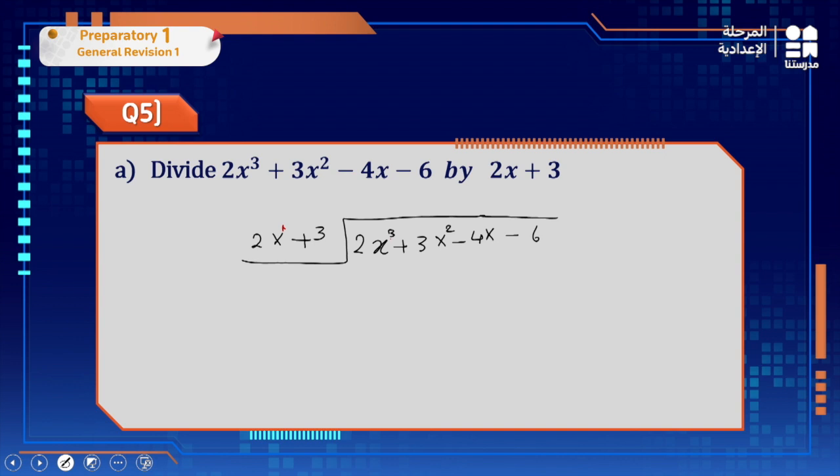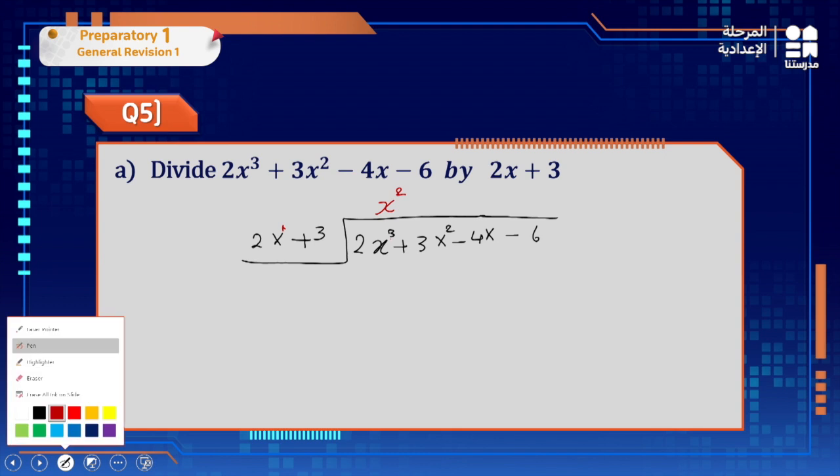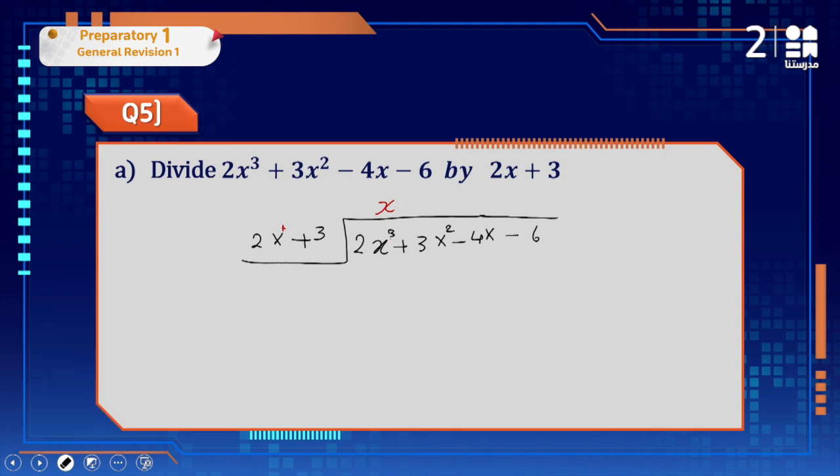In division, we are going to subtract the exponents, so it becomes x to the power of 2. Then multiply x to the power of 2 times 2x, which is 2x to the power of 3. In multiplication, add the exponents. Then x to the power of 2 times 3, which is 3x to the power of 2. And here we have plus. That is the first step. Divide, multiply, subtract, bring down.